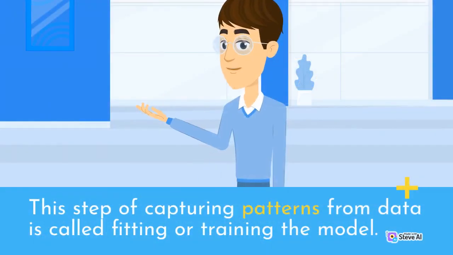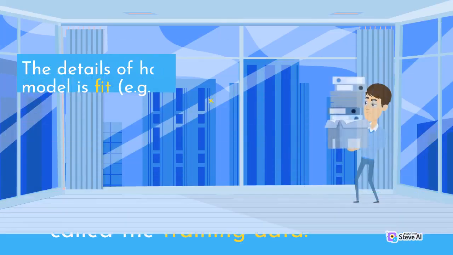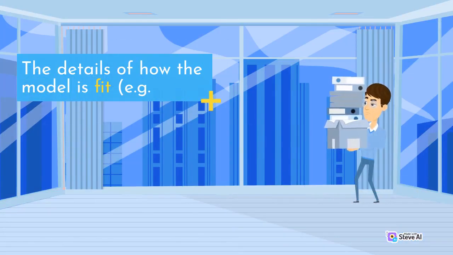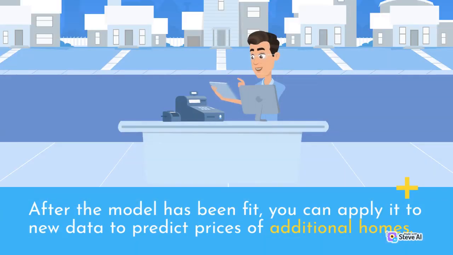This step of capturing patterns from data is called fitting or training the model. The data used to fit the model is called the training data. The details of how the model is fit, for example, how to split up the data, is complex enough that we will save it for later. After the model has been fit, you can apply it to new data to predict prices of additional homes.